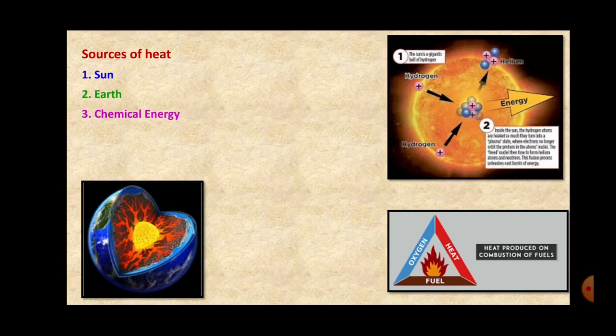The third source of heat is the chemical energy. Now, when we burn fuels like wood or petrol or coal, when they come in contact with oxygen, combustion takes place and a chemical reaction takes place between the oxygen and the fuel, and heat is generated in all these reactions.